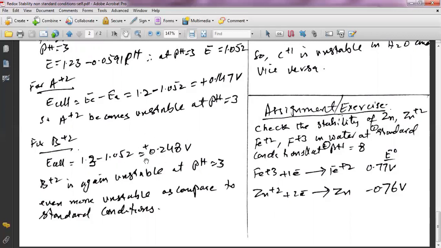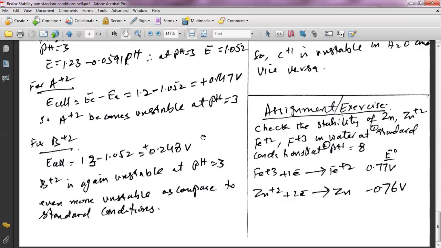So the value will be plus 0.248 volt. So B plus 2 is again unstable at pH 3. So B plus 2 was unstable at standard condition and also unstable at pH 3. But it is even more unstable as compared to the standard conditions because the potential is more positive as compared to the standard conditions.